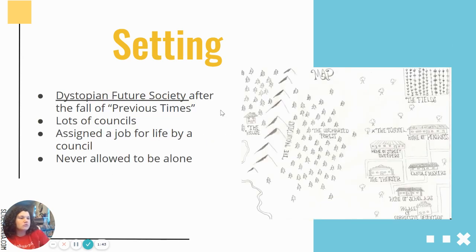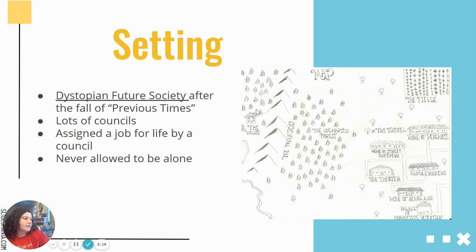So the setting of Ayn Rand's Anthem is a dystopian future society. It's after the fall of these previous times, these evil times. We know that there's lots of councils, that people are assigned a job for life by the Council of Vocations, and they're never allowed to be alone. There's some consistency happening where he moves from one building where there's 100 beds to another building where there's 100 beds. Hi, Diana. Hi, Sam.